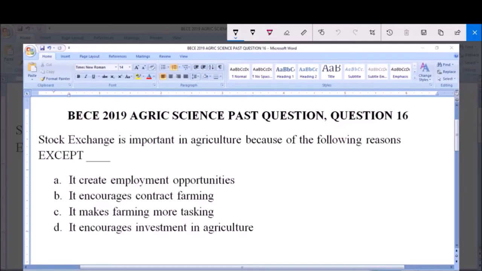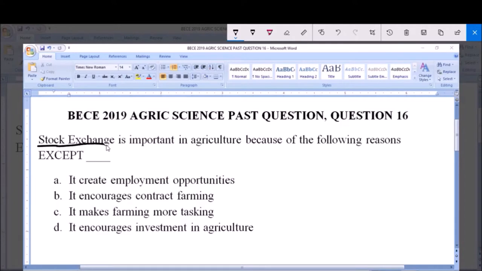Today we're going to be dealing with BECE 2019 Agric Science Past Question, question 16. Stock exchange is important in agriculture because of the following reasons, except A. It creates employment opportunities. B. It encourages contract farming. C. It makes farming more tasking. And D. It encourages investment in agriculture. Now, we are asked to pick an option which is not an importance of stock exchange.